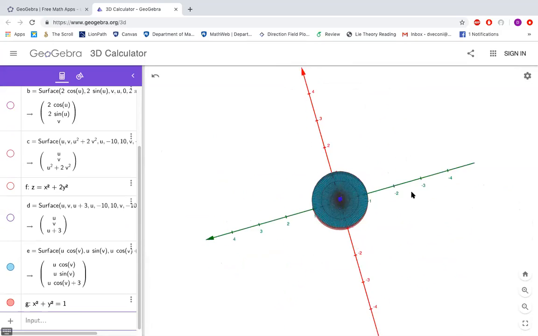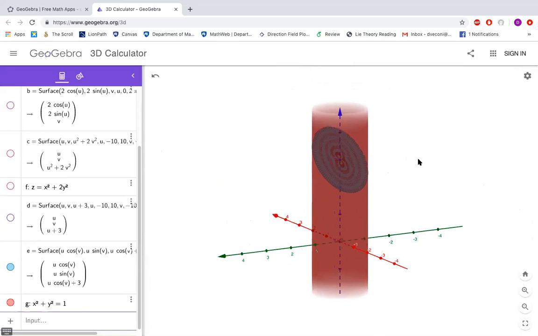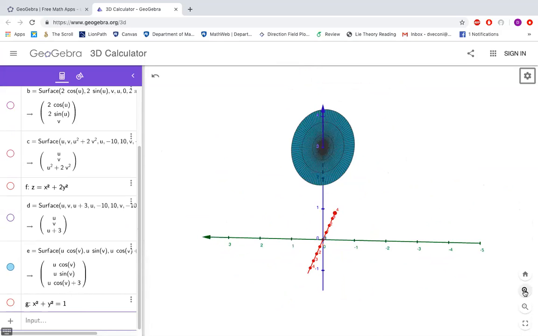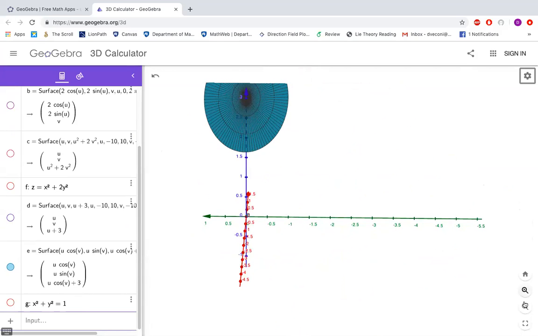That's great. That's kind of a cool design, actually. I didn't know that GeoGebra would do that. That's kind of nifty. What happens if I get rid of that thing? Now it looks boring again. Well, okay. Not what I wanted.